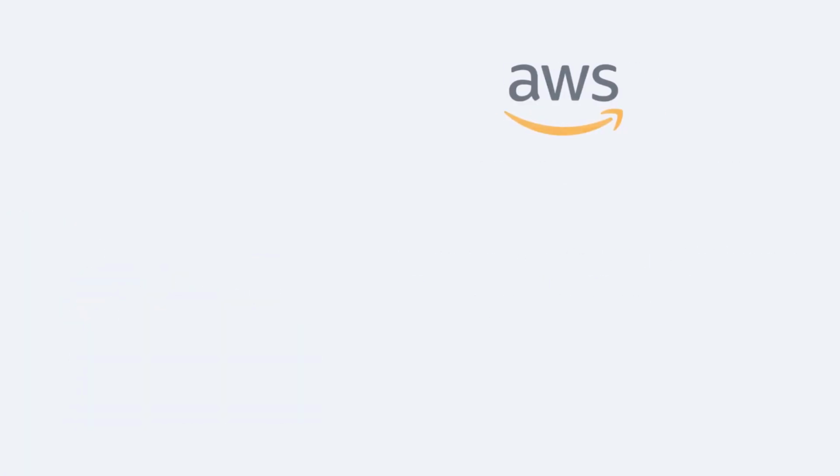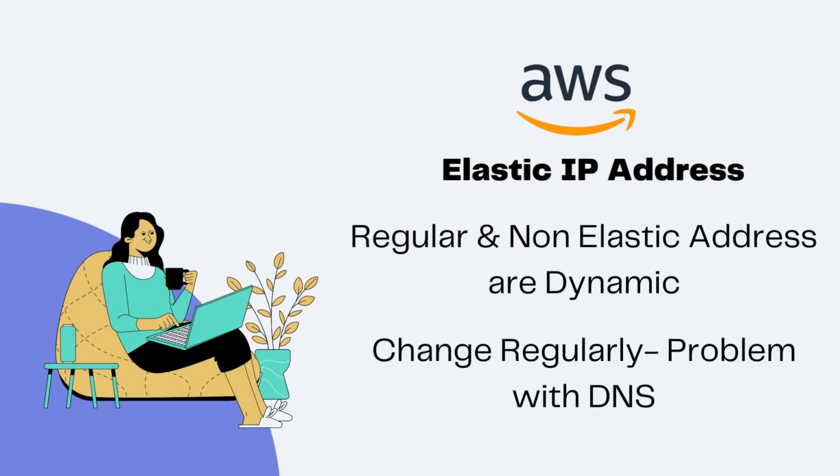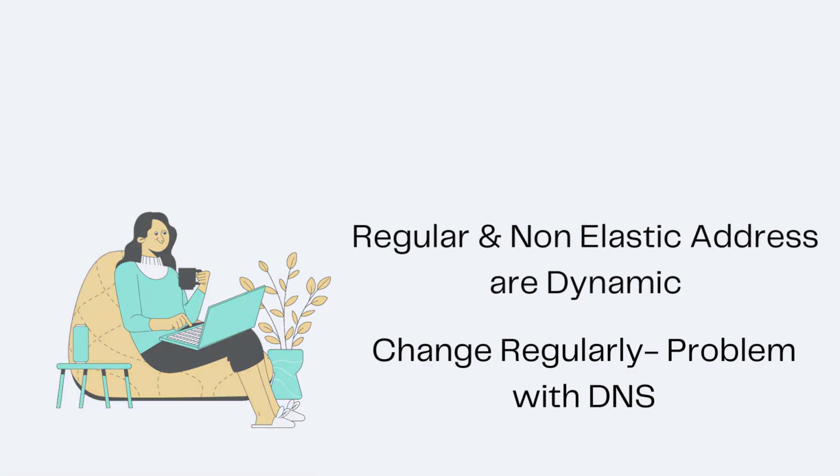Now you might be wondering, why do we need Elastic IP addresses? Well, there are a few reasons. The first reason is that regular, or non-elastic, IP addresses are dynamic. This means they can change every time you stop and start your instances. So if you rely on a specific IP address to access your application or services, such as a web server, it can become a problem.